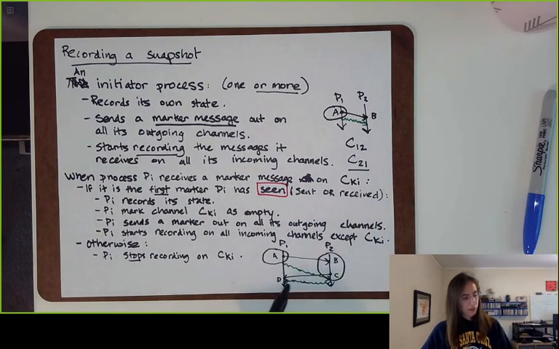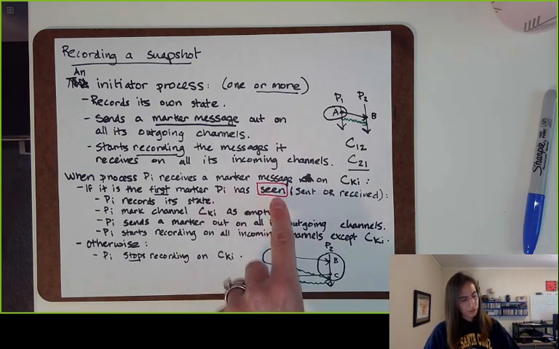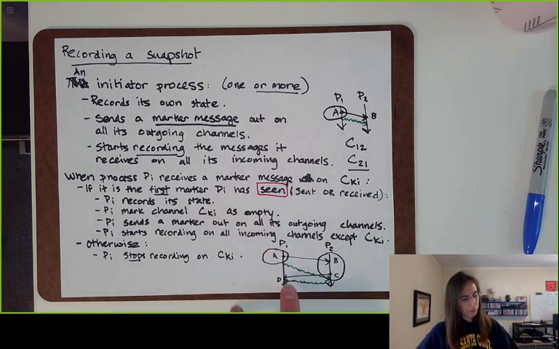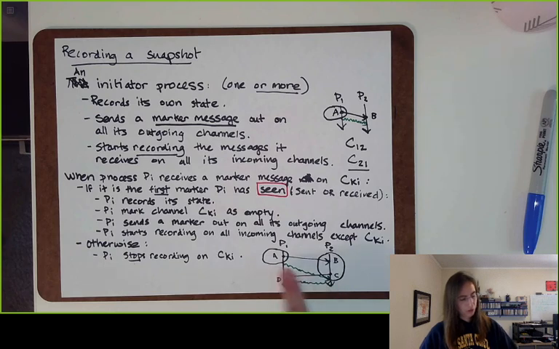So in this case, P1 has actually already seen a marker, right? Because it saw the marker that it originally sent. It sent one in the first place, so we can say that it did indeed see one. So this is not, in fact, the first marker message that P1 has ever seen, because this one over here counts as one that it has seen. So we're in the second case.